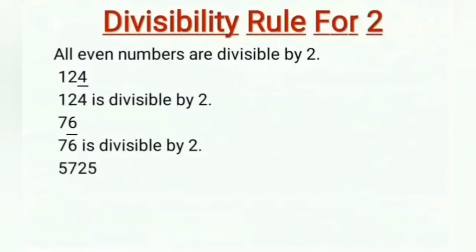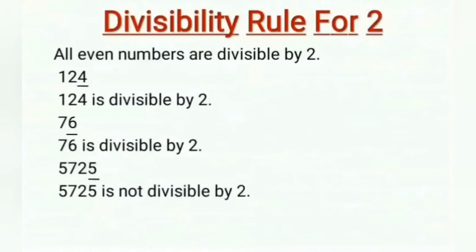Next one is 5725. It ends in 5 and 5 is an odd number. So 5725 is not divisible by 2.